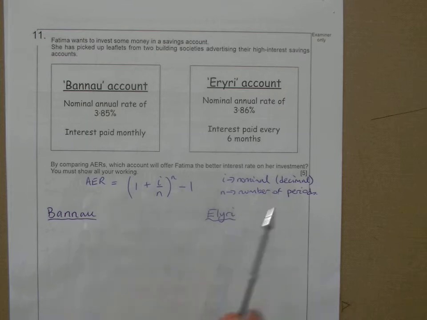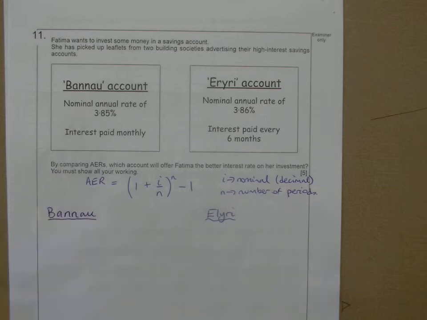So you can see here, I've written down the formula for AER, which is on page 2 of your formula list. So it gets given to you. And it's important that you recognize what these letters mean. So the I is the nominal interest rate, given as a decimal, so you've got to write it as a decimal. And then N is the number of compounding periods.